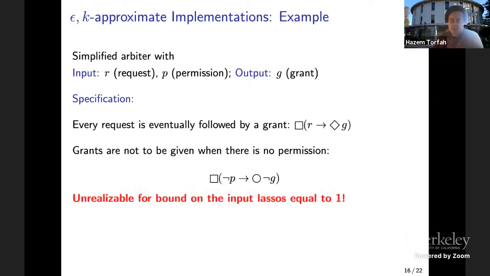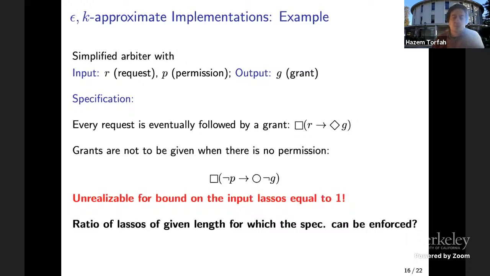In fact, just look at lassos of size 1, where the signal P is always false. In this case, we will not be able to produce a grant to allow the client to enter the shared resource. So here we move towards a more quantitative question. It is true that this is also unrealizable for bounded lasso, but can you give me the optimal implementation, or is there an implementation that at least satisfies a ratio of input lassos? And you will see here, if we look at input lassos where we exclude this one lasso where we only have not P, then we'll end up again with a realizable implementation.